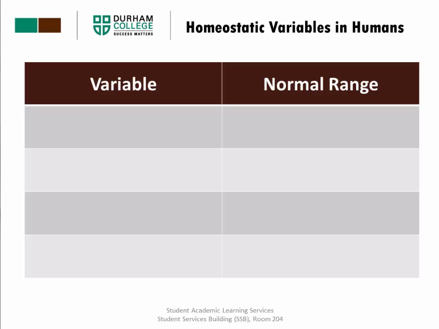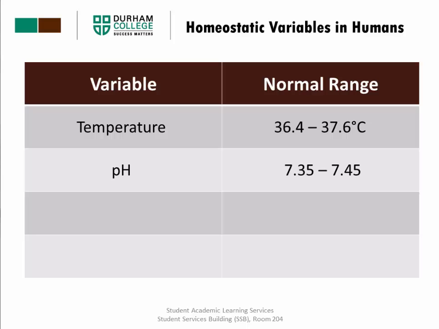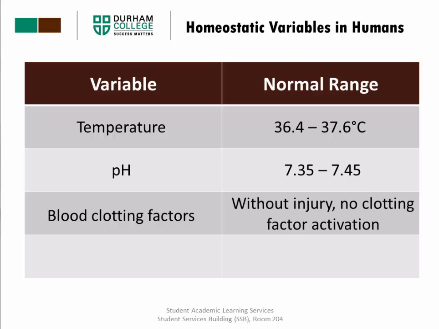These homeostatic variables include temperature. The normal range for humans is between 36.4 and 37.6 degrees Celsius. pH, with a normal range of 7.35 to 7.45. Blood clotting factors. Without injury, no clotting factor is activated, and therefore no clots are formed. And there are a variety of other variables with various normal ranges.